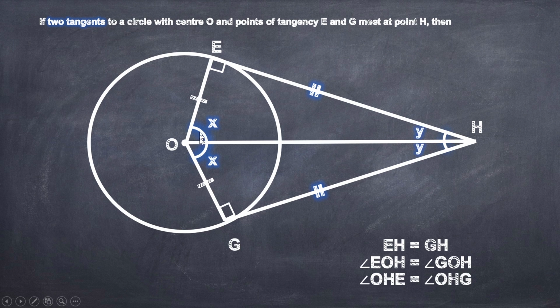Then angle OHE and angle OHG are also equal. So these two angles are equal if two tangents of the circle with center O and points of tangency E and G meet at point H. Okay, next.